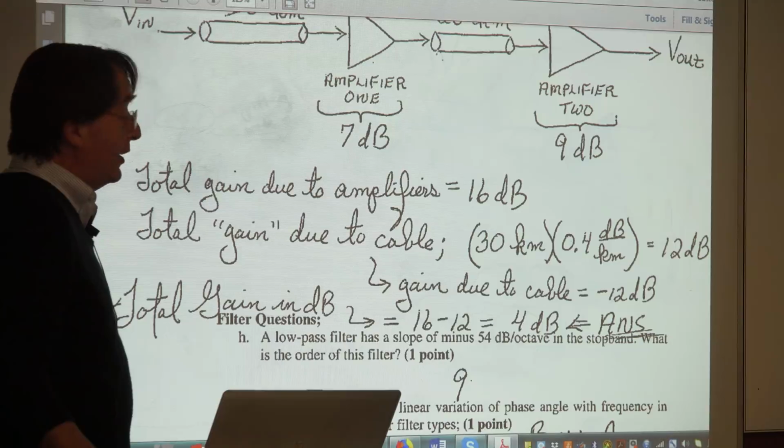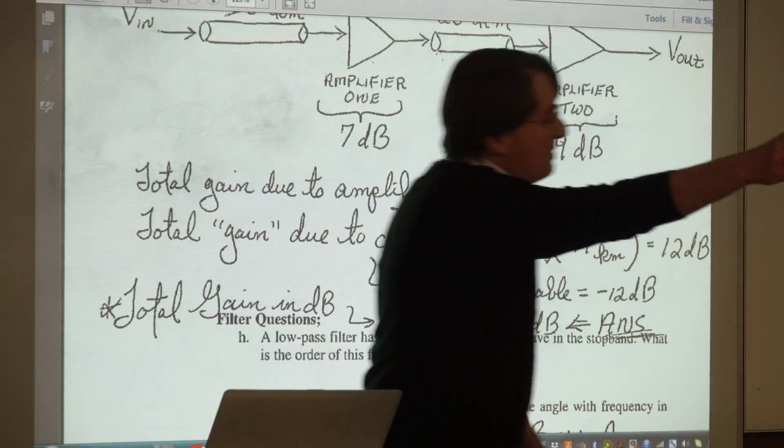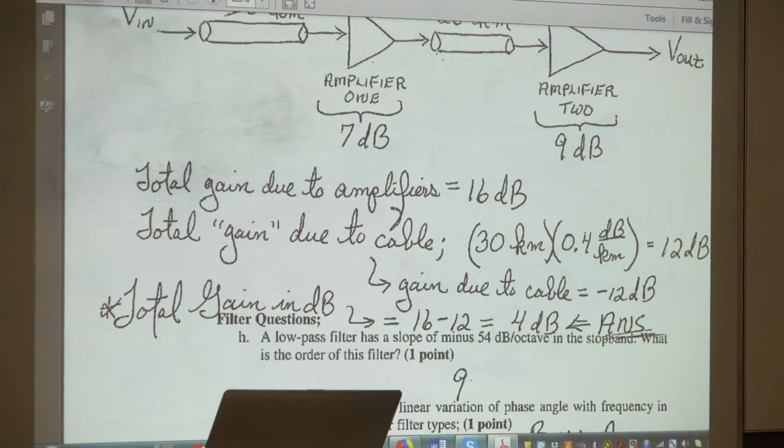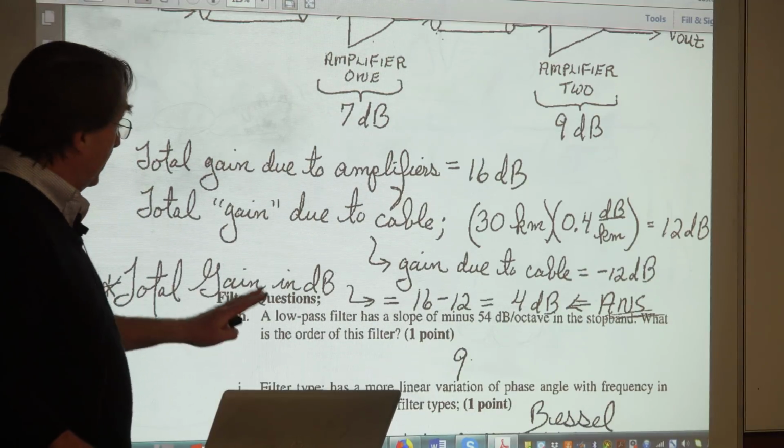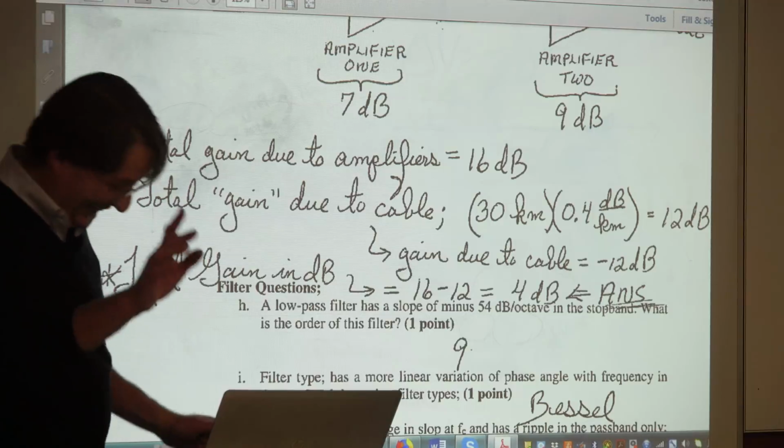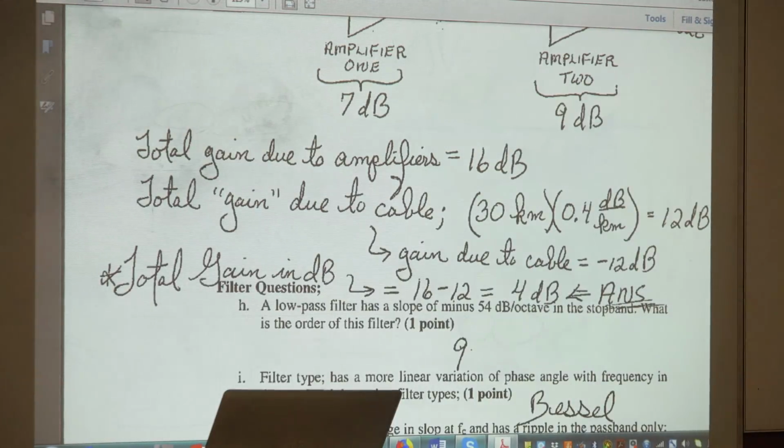What filter type has a more linear variation of phase angle with frequency than any other type we studied? Oh yeah, it's the Butterworth one. Well, it was the other B. That's right. I thought you would know this because you are a phase guy. But that's okay. It's Bessel.